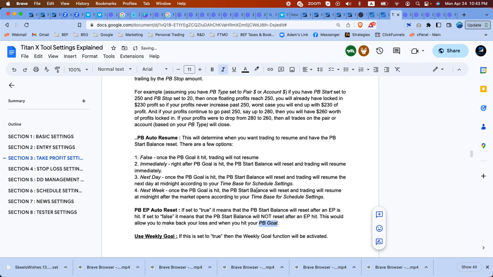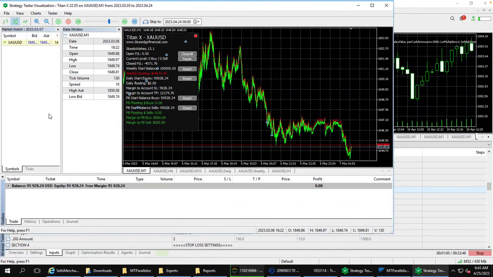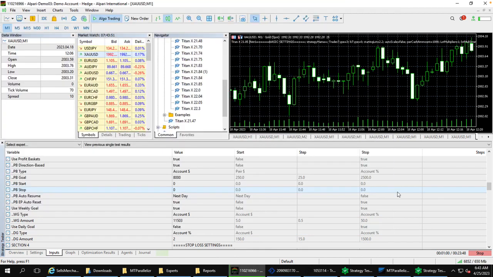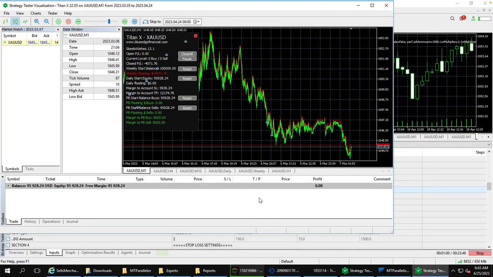Okay, so the profit basket start balance is now 95,000. That means when we hit our $8,000 goal here, we're not going to actually have made $8,000. We'll only have made what, like $3,000 on the account, or $4,000 on the account. So you don't really have the opportunity to make back what you lost and hit your goal. Every time you lose, you're still going to be short of your actual goal there.